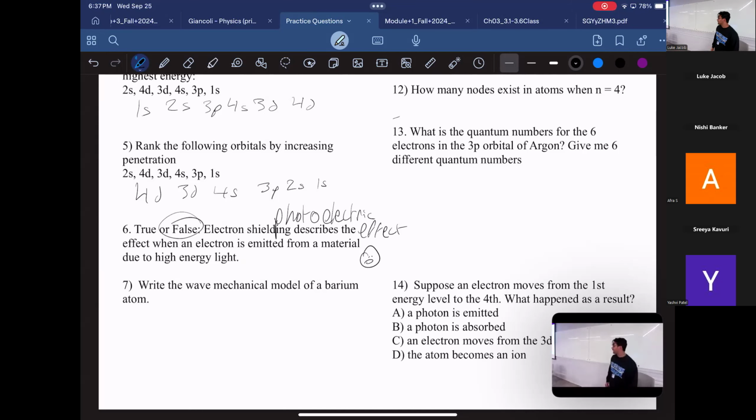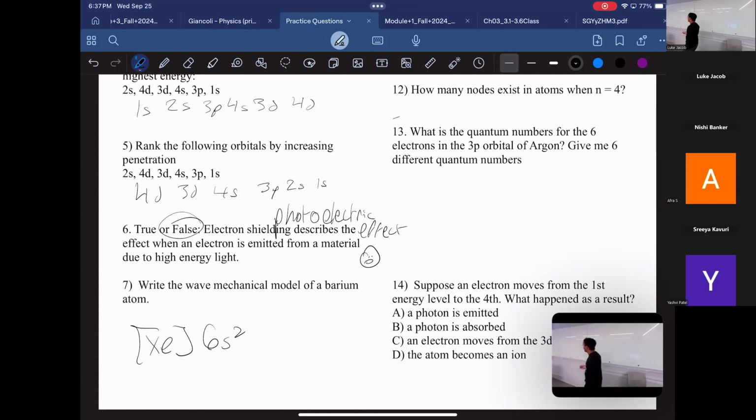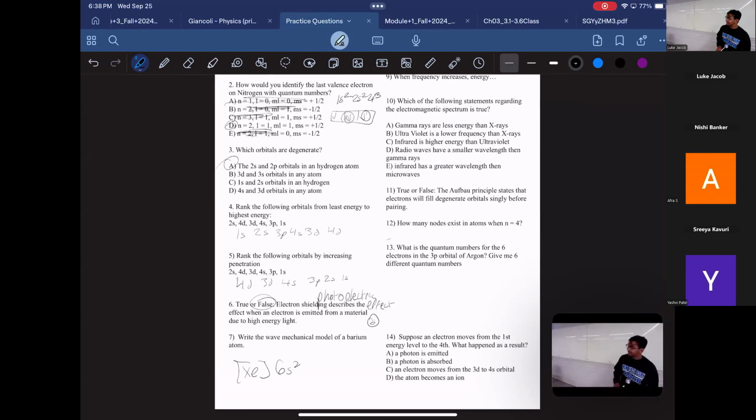All right, what is this? Is it xenon? It's xenon. Okay, xenon, and then 6s2. You can do the condensed one, but I would recommend practicing with the full thing. I'm just doing the condensed one because I don't have time. But if we have time, can you write out the full thing?